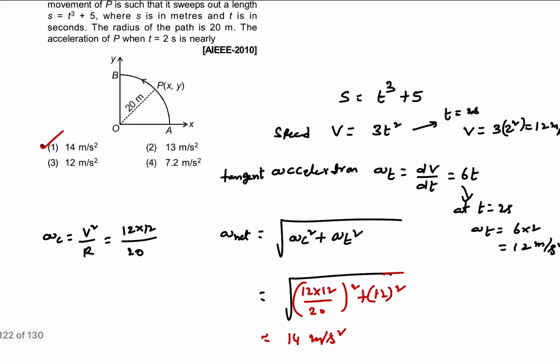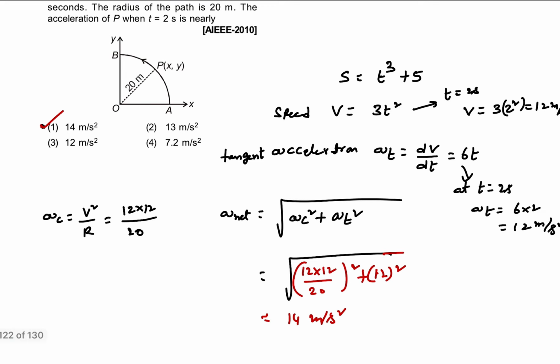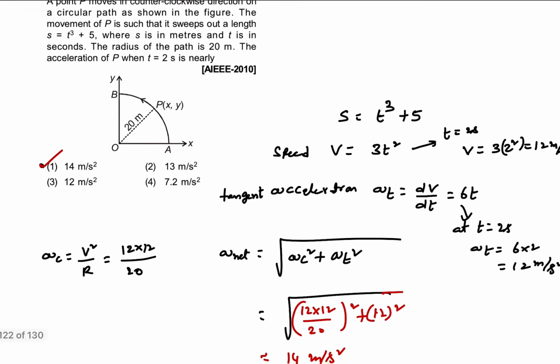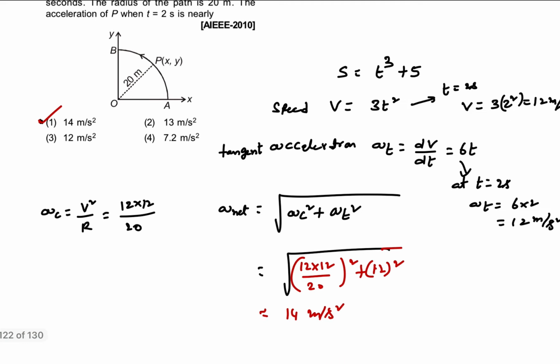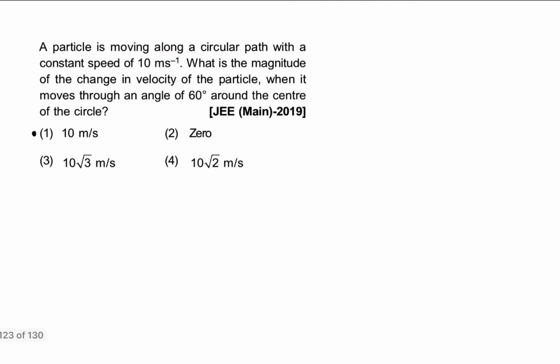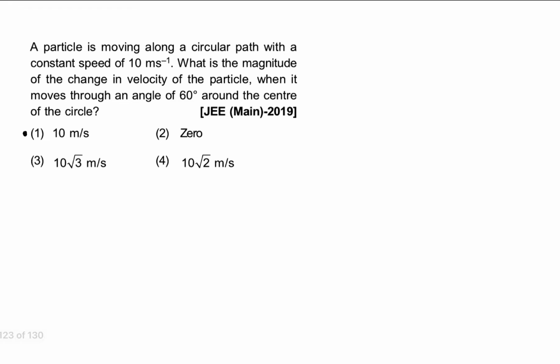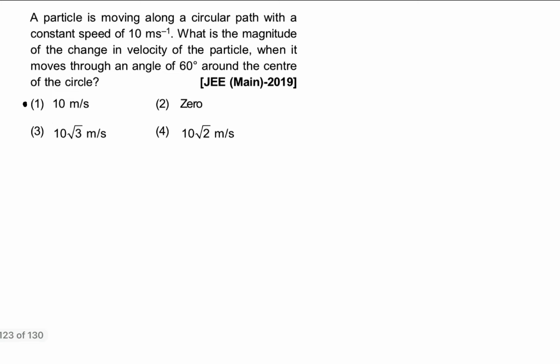Okay, first calculate the speed, then tangential acceleration. Again you have to calculate centripetal acceleration, v square by r. Okay, next question. A particle is moving along a circular path with a constant speed v is equal to 10 meter per second. What is the magnitude of change in velocity of the particle when it moves through an angle of 60 degrees? You observe this carefully.